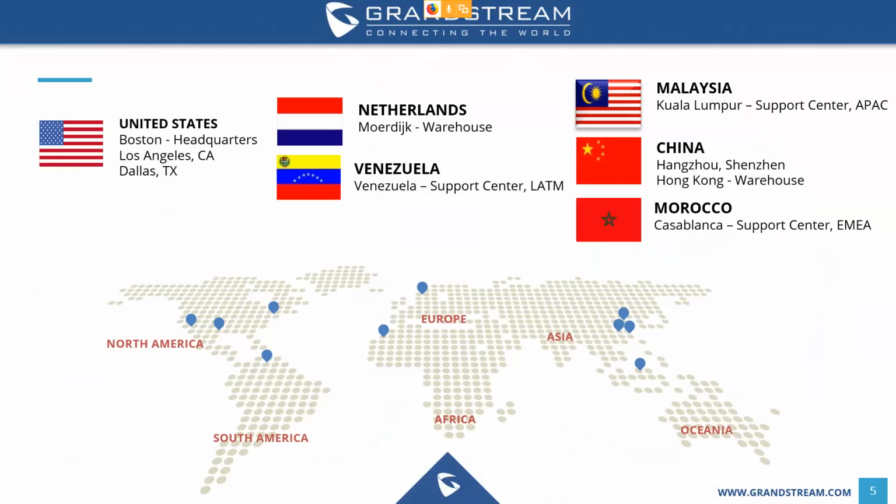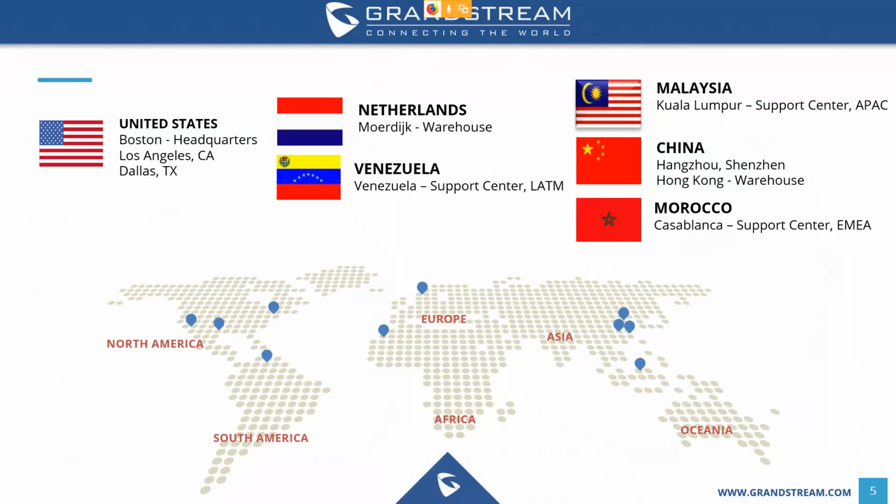All right, so now just to go over quickly the lay of the land in terms of Grandstream's worldwide presence. We are headquartered here in Boston, Massachusetts. As I mentioned earlier, we were founded here back in 2002, and we currently have 10 different official offices across the world. 3 here in the United States.